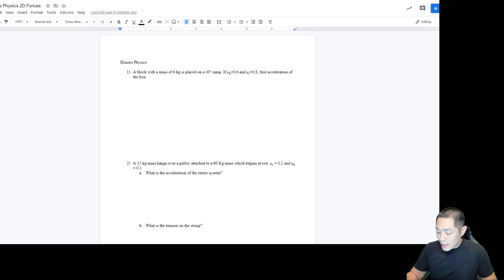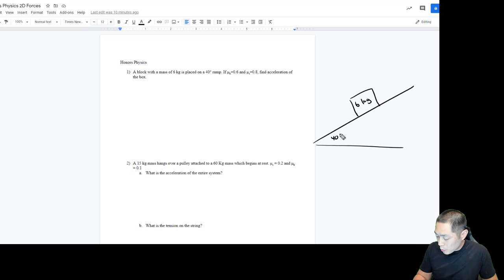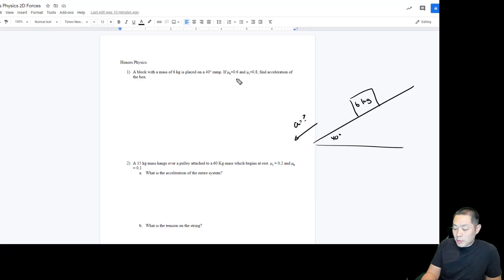So our first problem is a classic physics problem where there's a mass on a slope with friction. So here's our mass, it has a mass of 6 kilograms, and it's on a slope of 40 degrees. And we want to know what's going to happen. Is it going to have any acceleration down the ramp? We don't know yet, because there's two different types of friction that we want to account for, kinetic and static.